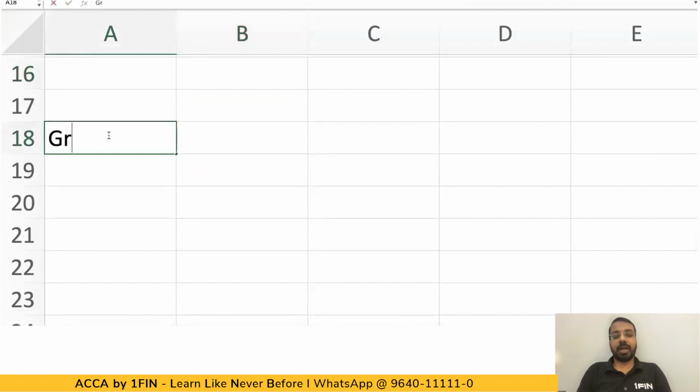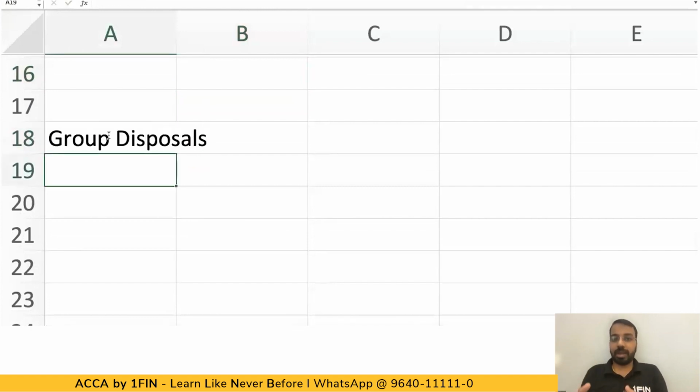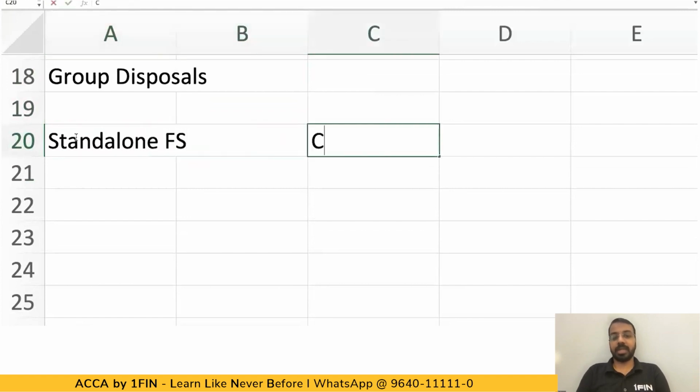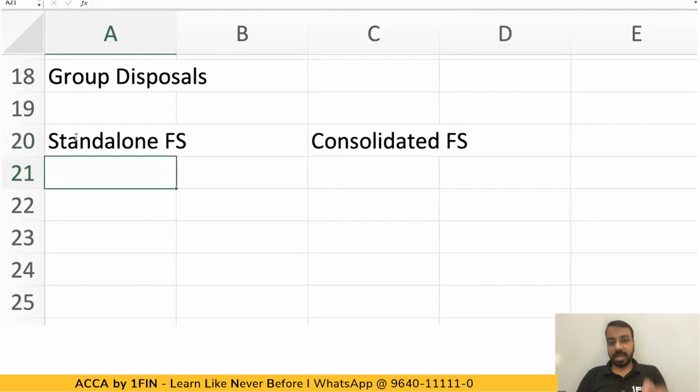Then the next part is group disposals. So as you acquire a subsidiary, you obtain control over a subsidiary. In the same way, there can be disposal of a subsidiary. Now, when there is a disposal of a subsidiary, you have to see what happens in the standalone financial statements and the consolidated financial statements. In the standalone financial statement, what should be the treatment? In the consolidated financial statement, what should be the treatment?